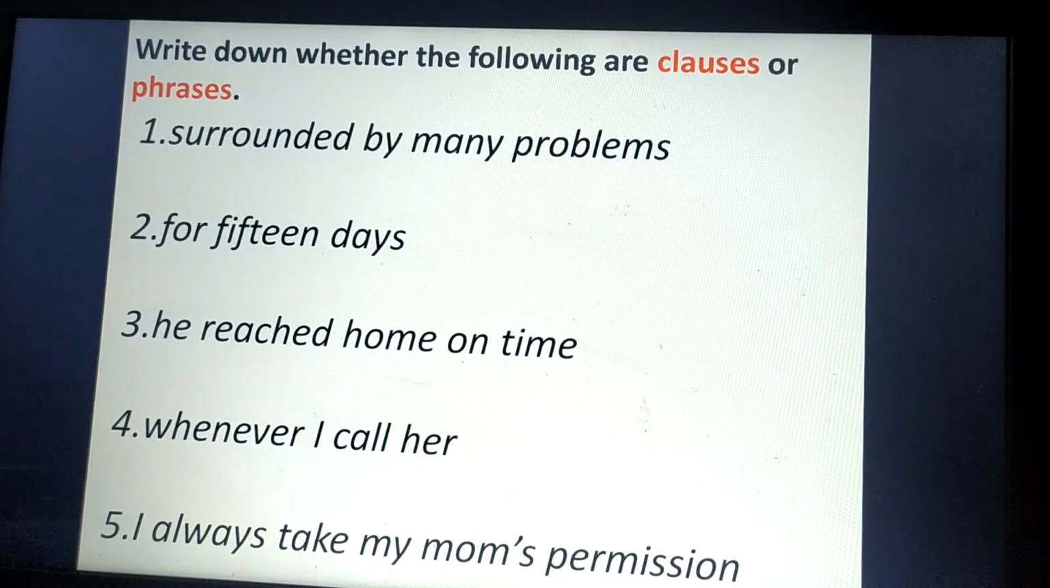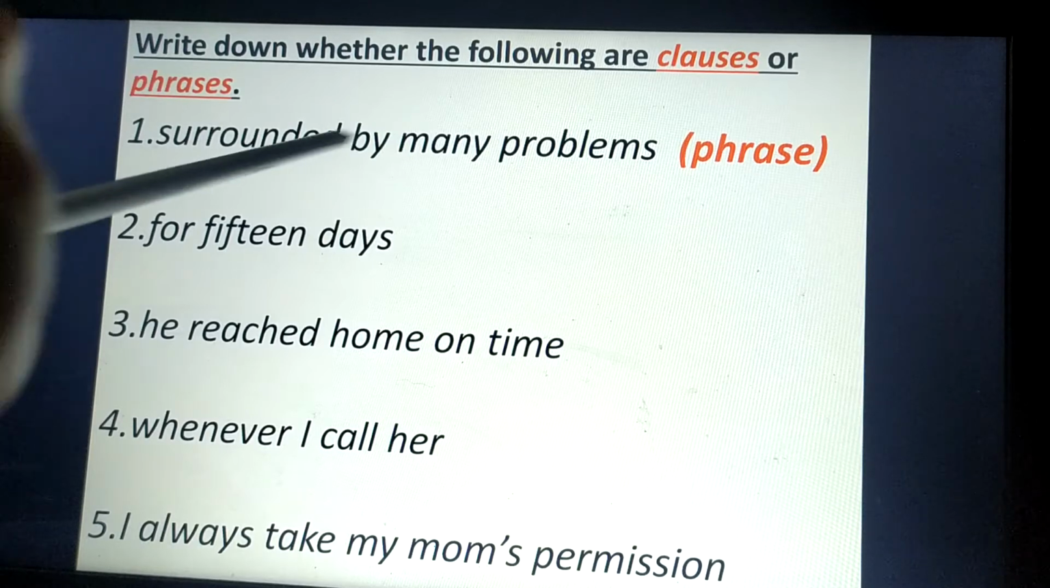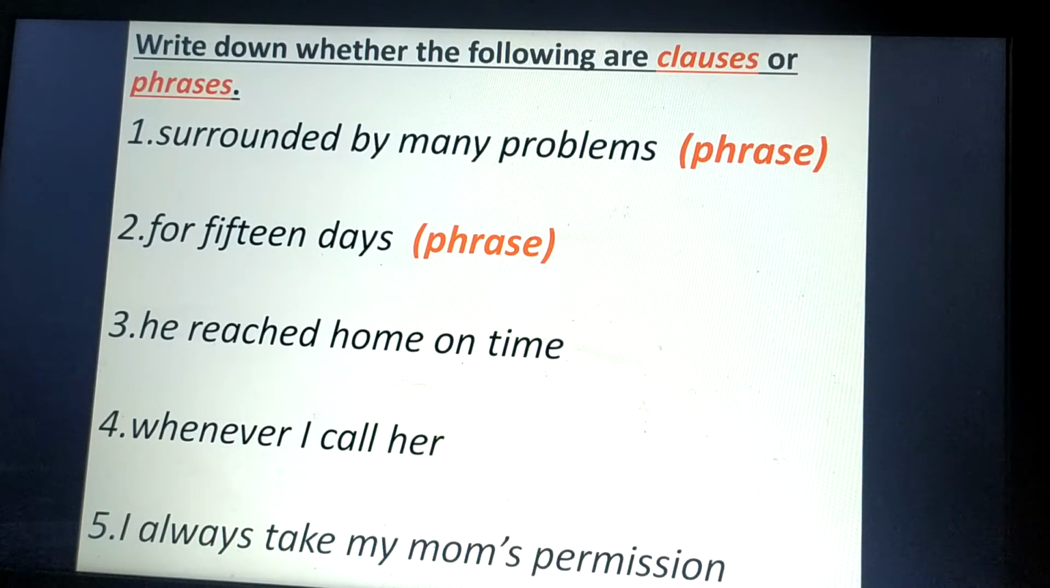So first, I have surrounded by many problems. What do you say? Is it a phrase or a clause? Of course, it's a phrase. Why? Because it doesn't have a subject-verb combination. Do you find any subject-verb combination here? No. Next we have for 15 days. It's a phrase because here also we don't have a subject-verb combination.